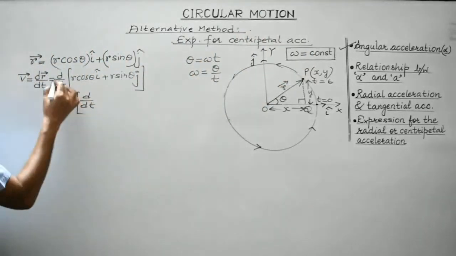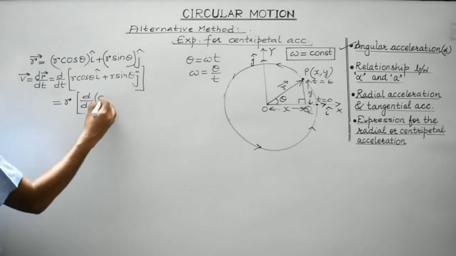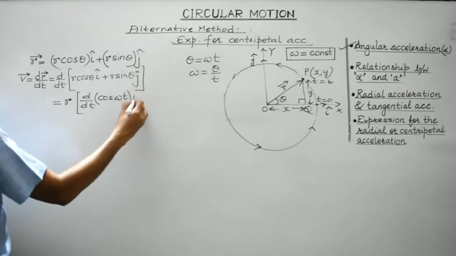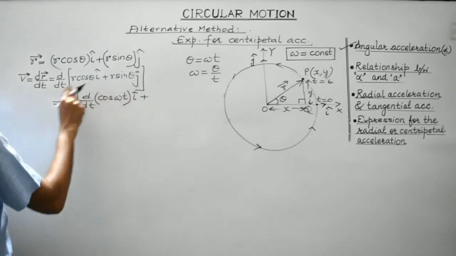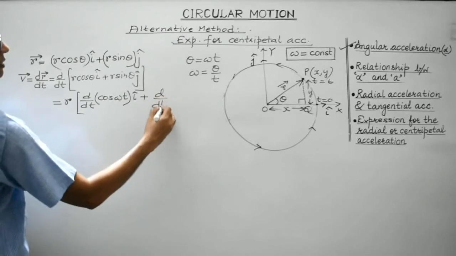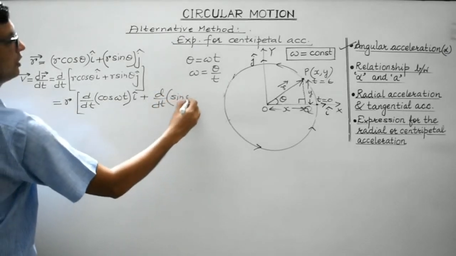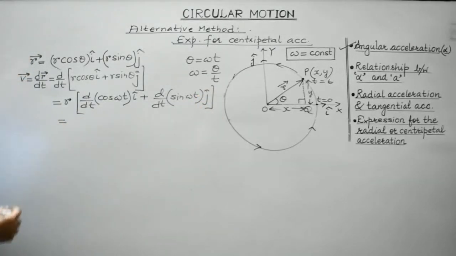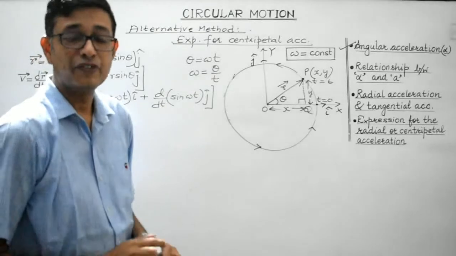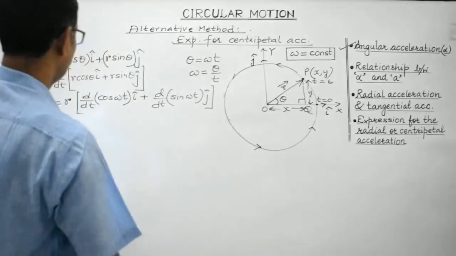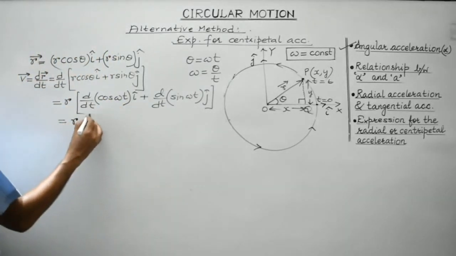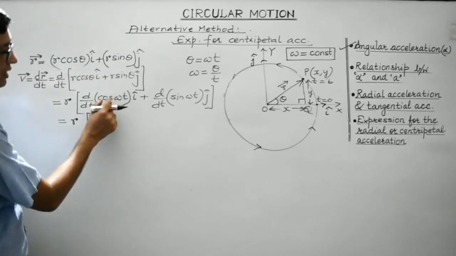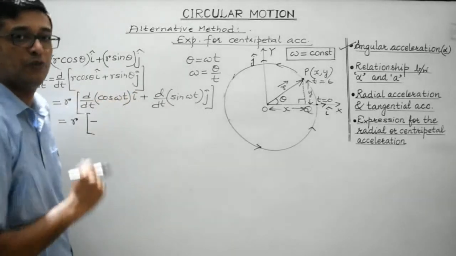So here we can write r as common. Over here we can write cos, in place of theta we write omega t, i cap, plus r has already been taken as common. In place of theta write omega t, and this is j cap. Right? Now here the differentiation of cos theta is minus sin theta. So here what we get is minus sin omega t multiplied by differentiation of omega t.